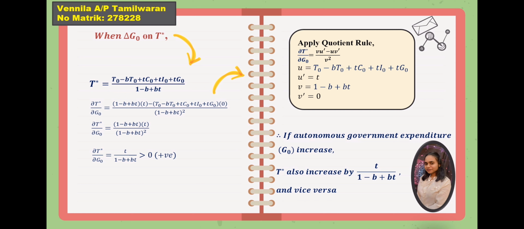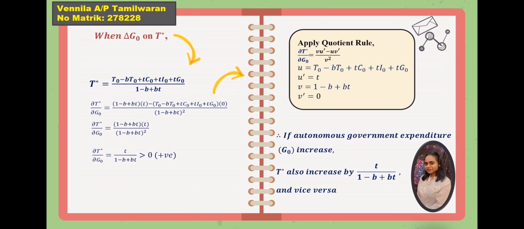Okay, U equals T null minus BT null plus TC null plus TI null plus TG null. U prime equals T, V equals 1 minus B plus BT, and then V prime equals 0. Then we will apply this into the formula.